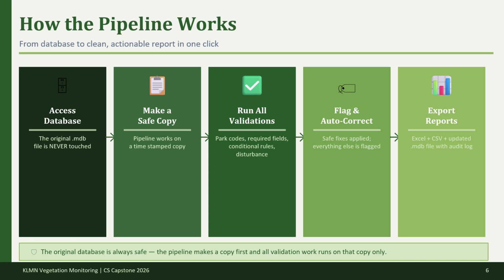From there, we run all the validations Danny just described: park codes, required fields, the overstory conditional rules, and disturbance checks. Then we flag the issues we found, and for the handful of things we know are safe to fix automatically, we fix them and log every change. Finally, everything gets exported: an Excel file, a CSV, and an updated version of the copied database with a new flag column added to it. The key thing here is that by the time Allison opens up her output files, the pipeline has already done a huge amount of work. She's not starting from scratch anymore, she's starting from a list.